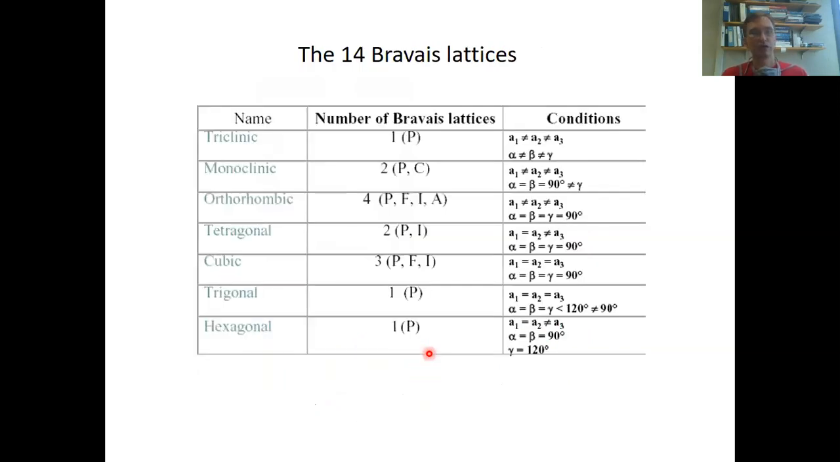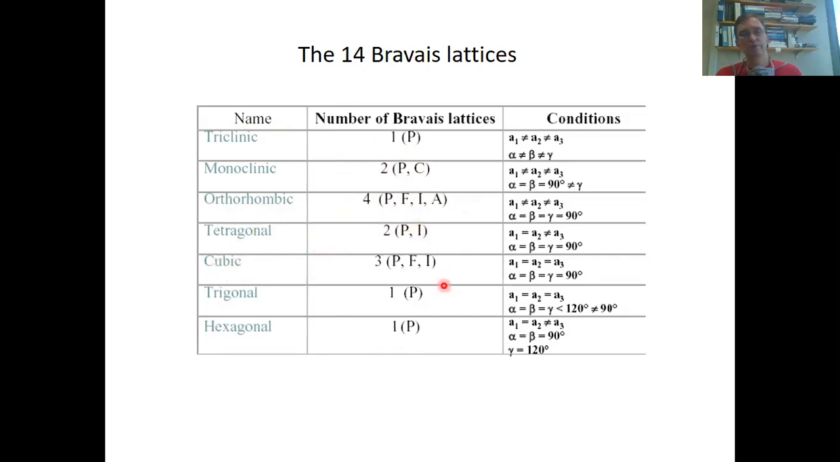All right, so now we got it all, and we can just sum up the results that we have obtained thus far. So we have one lattice associated with triclinic, P. For monoclinic, we have primitive and C centering, so that gives 2. For orthorhombic, we have 4 possibilities to center: primitive, face-centered, body-centered, and A-centered. For tetragonal, we have 2 possibilities: primitive and body-centered.